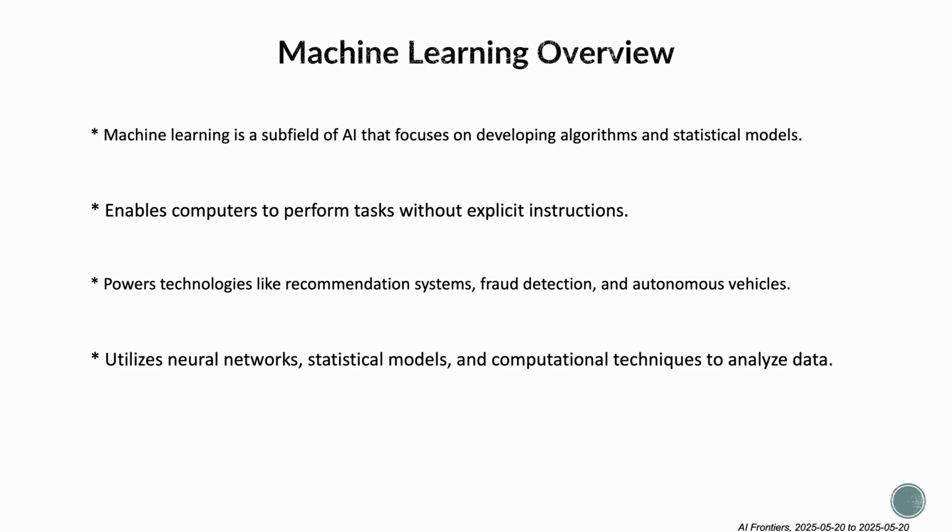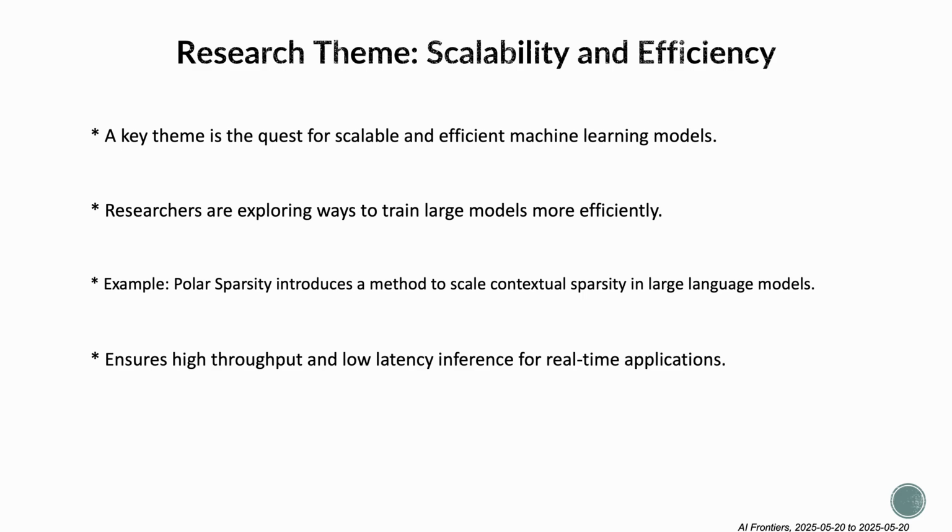The research in machine learning often involves the use of neural networks, statistical models, and other computational techniques to analyze and interpret data. The key theme in machine learning research is the quest for scalable and efficient models. Researchers are exploring ways to train large models more efficiently, reduce computational costs, and improve the speed of inference.